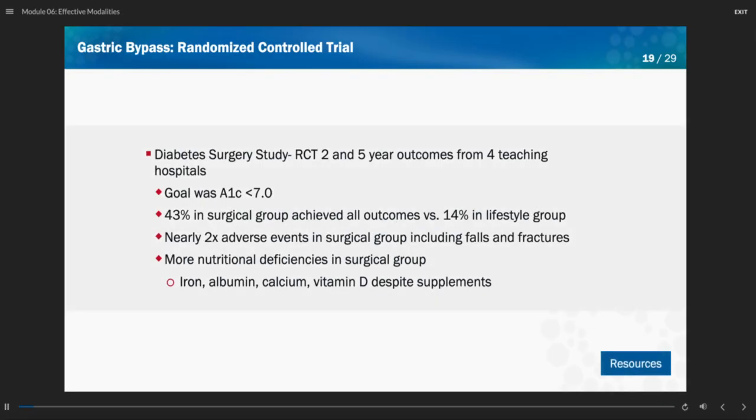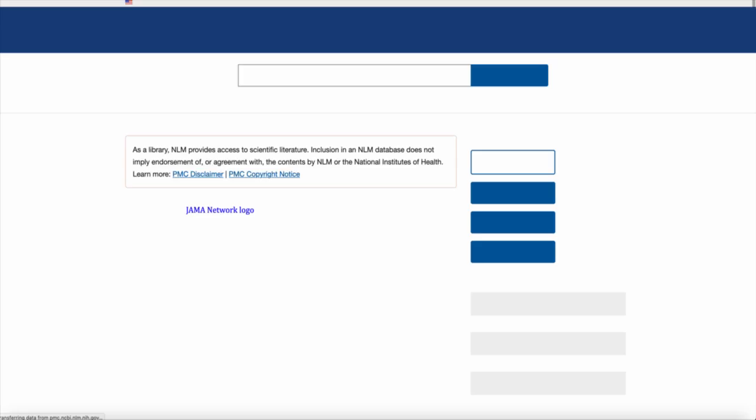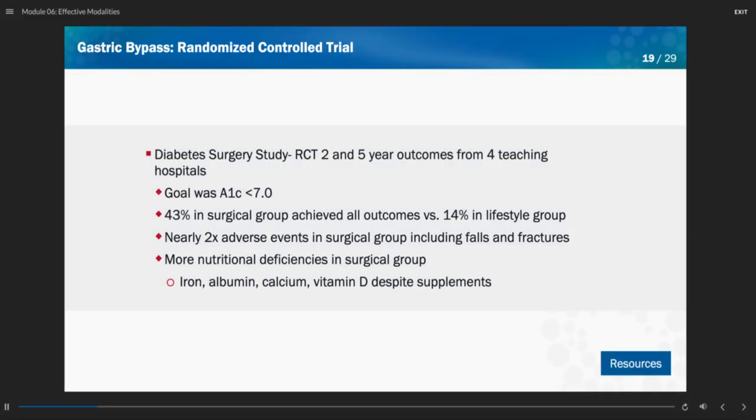In another study, a randomized controlled trial with both 2- and 5-year outcomes from 4 different teaching hospitals called the Diabetes Surgery Study, their goal was a hemoglobin A1C of less than 7.0. They found that in the surgical group, 43% of the people achieved all of the beneficial outcomes, with a reduction in A1C and weight, versus 14% in the lifestyle medicine intervention group. However, there were 2 times as many adverse events in the surgical group, including falls and fractures.